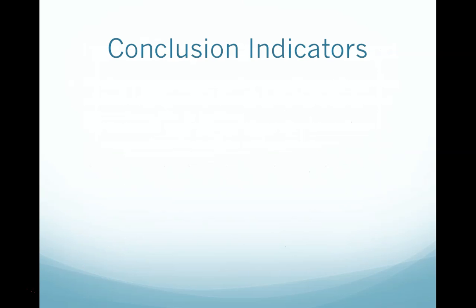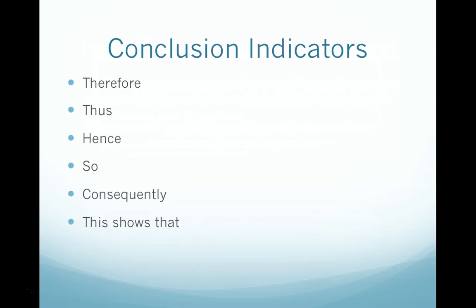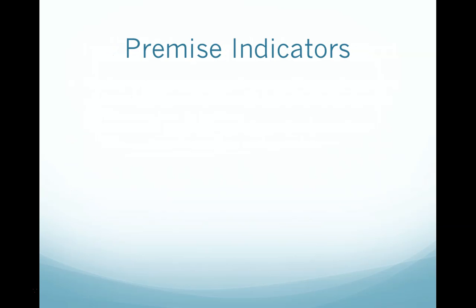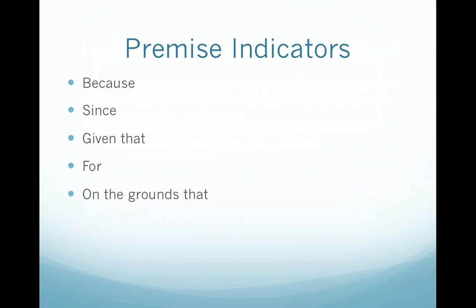So here's a few conclusion indicators. Therefore, thus, hence, so, consequently, and this shows that. These are all words or phrases that indicate conclusions. Here's a few premise indicator words. Because, since, given that, for, on the grounds that, and this follows from. These are all words that indicate premises.